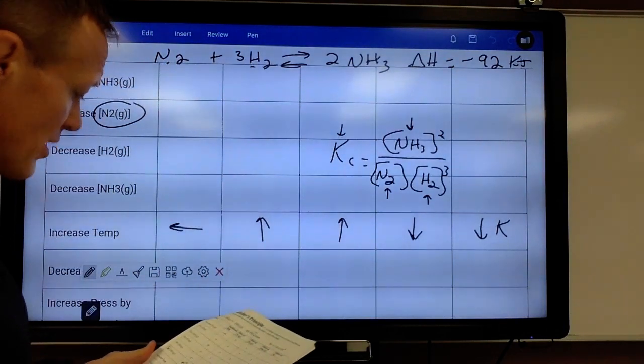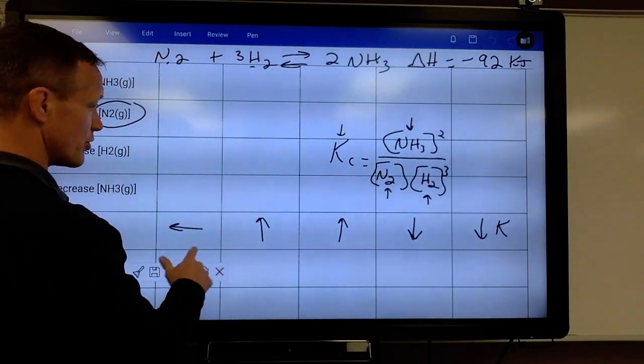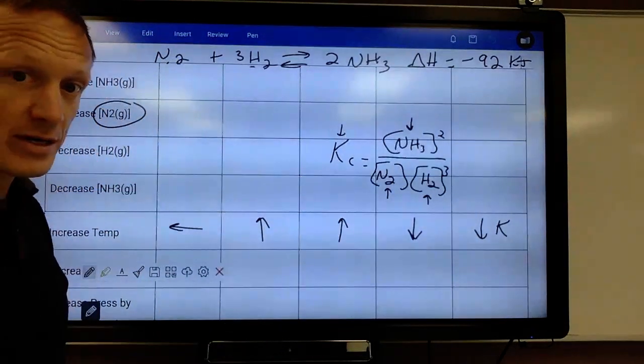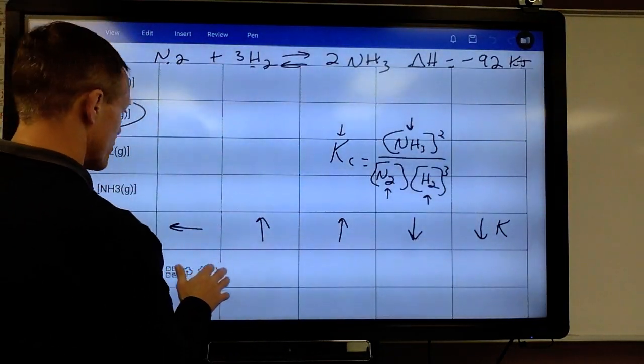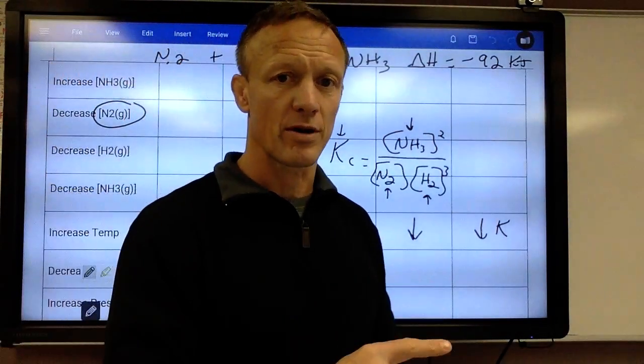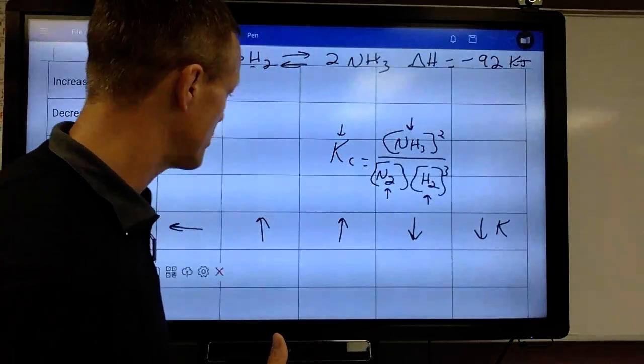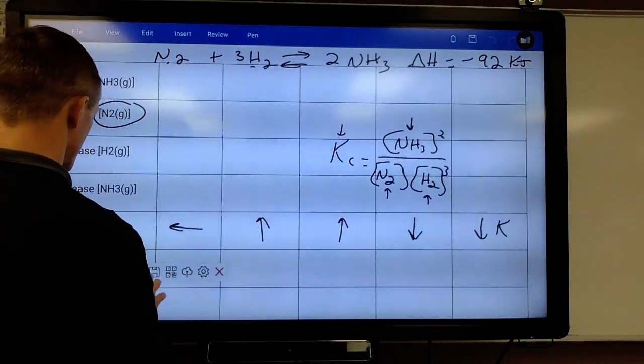So a decrease in temperature would do the opposite things. I'll let you guys put that one in there. Decrease would be all the opposite arrows. So again, with an increased temperature, you always go in the endothermic direction to try and use the heat up. And the K value does change.